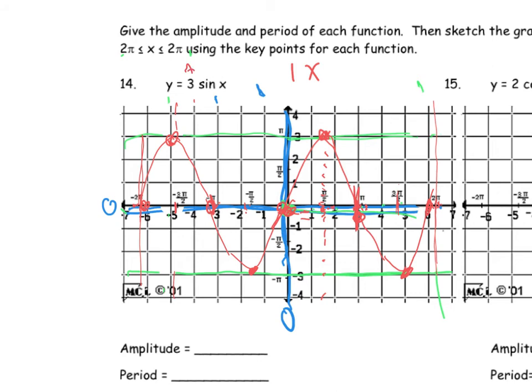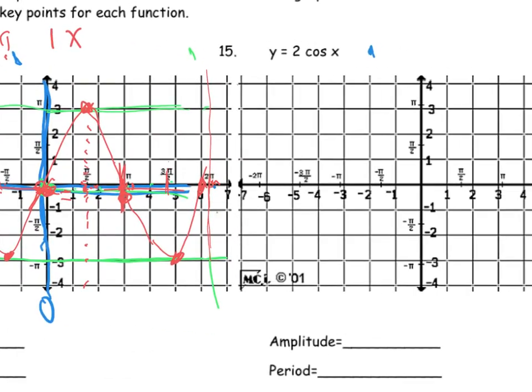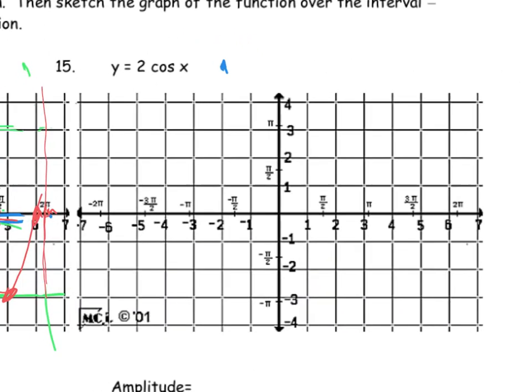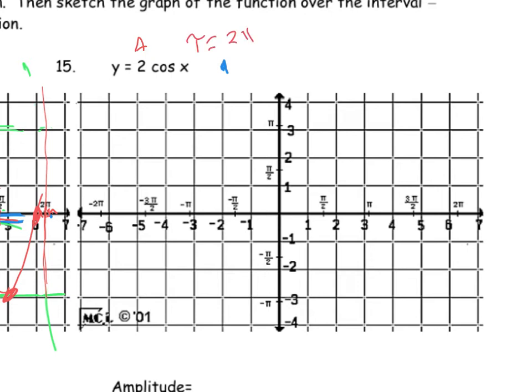Amplitude is 3. Period is 2 pi. That's my period, 2 pi, because it finished the whole picture in 2 pi. Together, there's 4 pi. 2 pi here, 2 pi here. Do the cosine graph. Amplitude is 2, and the period is still 2 pi divided by the b, which is a 1, 2 pi again.